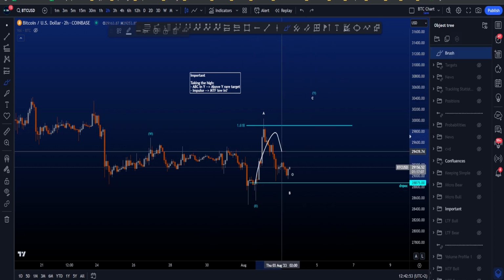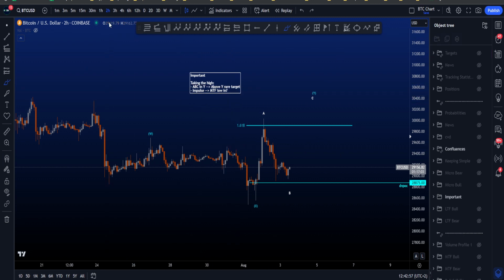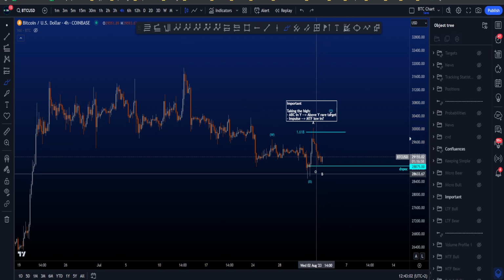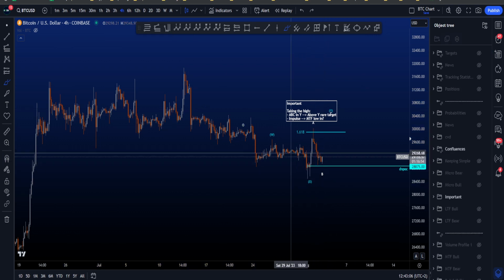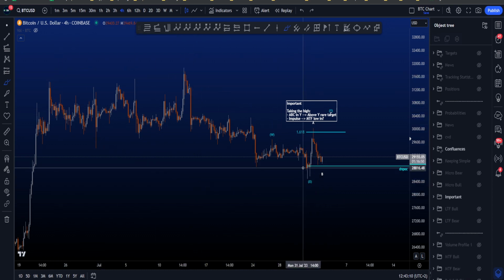But if we then move up in an impulsive structure, that would kind of mean that on the medium time frame, the low might be in. So from the whole correction that we had, this is then the low. But as also explained shortly in my previous video, counting this as the low of this corrective structure is actually quite difficult.